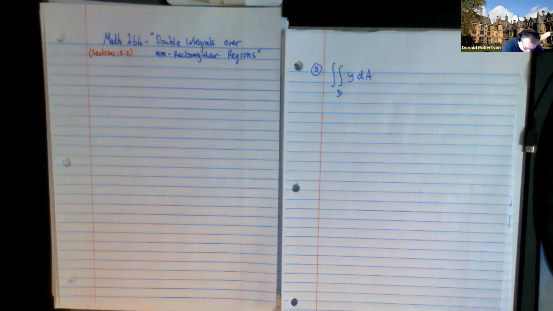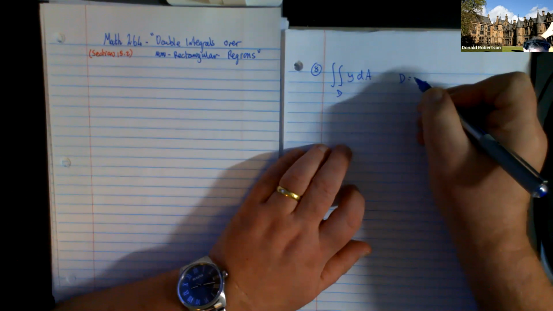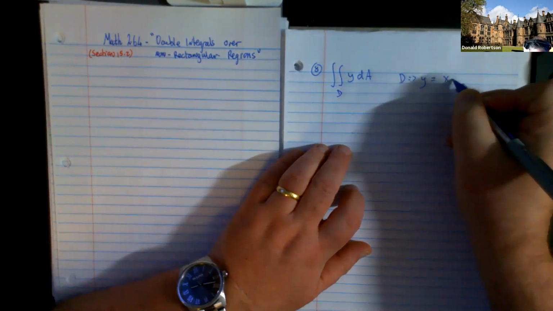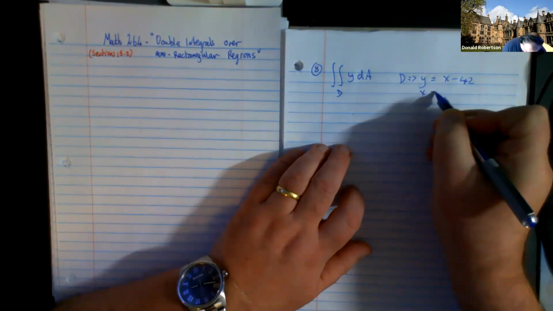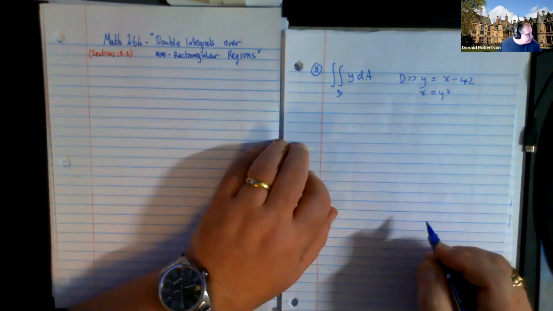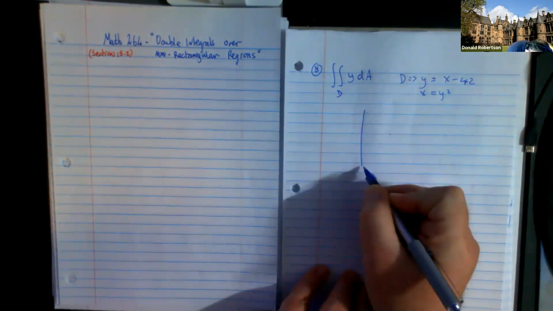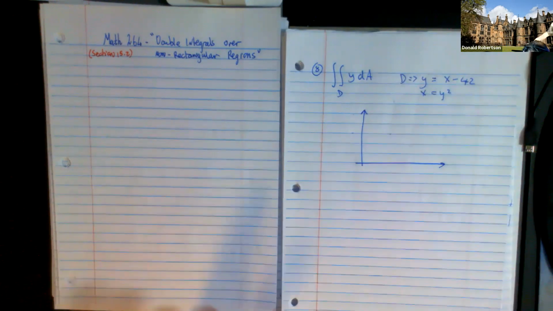That's the double integral. The region D is bounded by y equals x take away 42 and x equals y squared. And we're being asked to find this double integral, and they say using the easiest order. So we know that we can do it in 2 different directions, right?